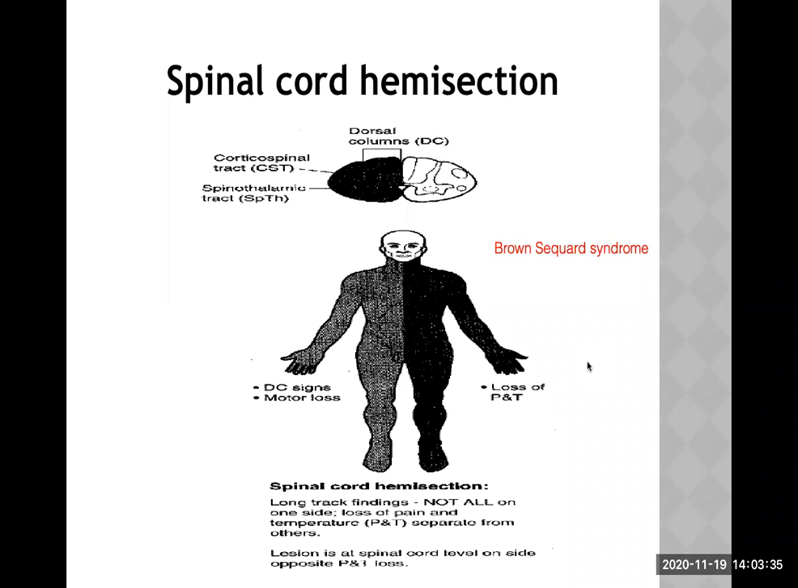But the fibers in the spinothalamic tract immediately cross over at that spinal level and ascend on the opposite half of the spinal cord. As a result of this, the dorsal column signs and the motor loss are seen on the side of the damage, whereas loss of pain and temperature are seen on the opposite side of the lesion. This is the important feature of spinal cord hemisection or Brown-Sequard syndrome. I'm sure you got the concept now.